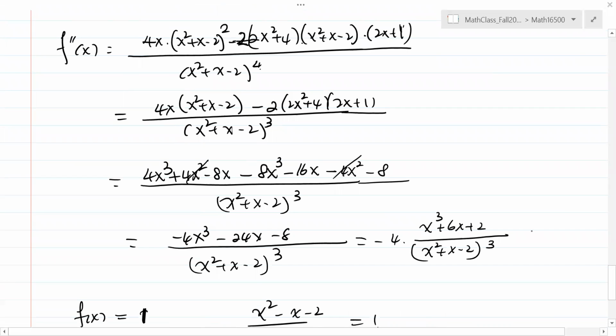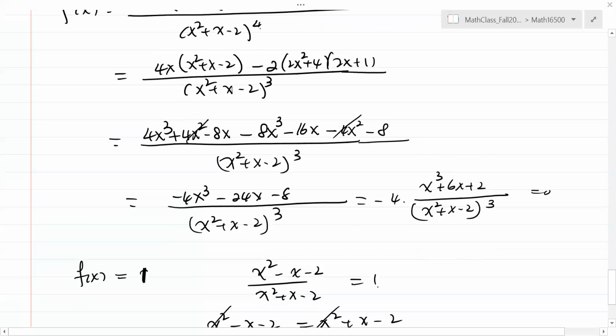If I set this to be 0, I cannot solve for the second derivative, which would give the inflection point. But you see x cubed plus 6x plus 2 is harder to figure out. Maybe x equals -1, no, it's positive 1. You can find the interval where the root is, but probably don't get the integers. So I give up.